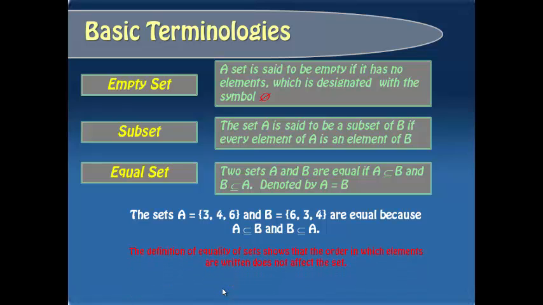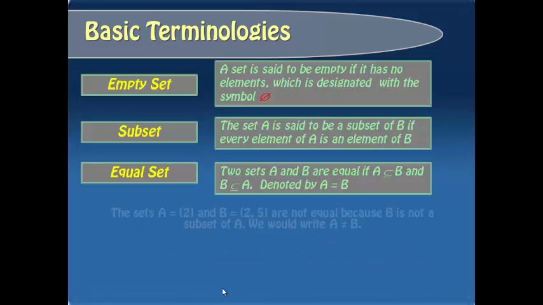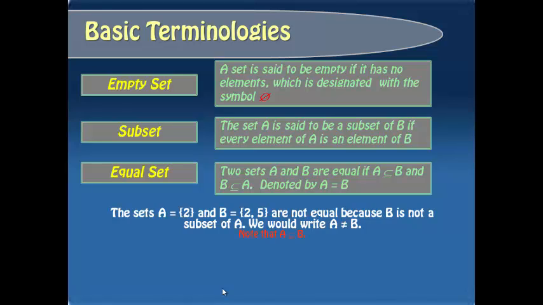The definition of equality of sets shows that the order in which elements are written does not affect the set. Another example: set A = {2} and set B = {2, 5}. Sets A and B are not equal because B is not a subset of A. And we can write that A ≠ B. But we have to know that A is a subset of B.